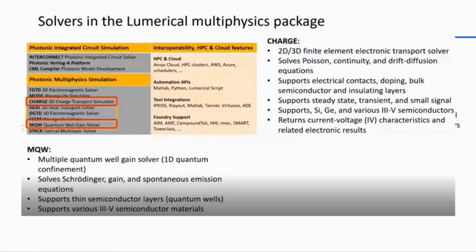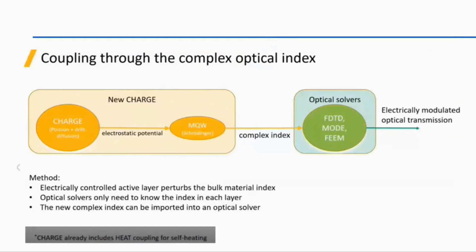heterostructure materials. And regarding the multi-quantum well, it's a kind of gain solver. It solves the Schrödinger equation, and you can calculate the gain and the spontaneous emission. I will show how we can do that. So this is the coupling through the complex optical index.